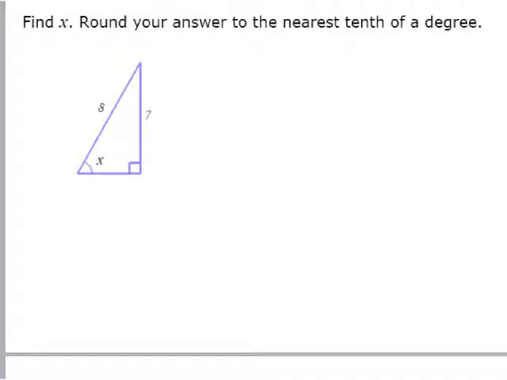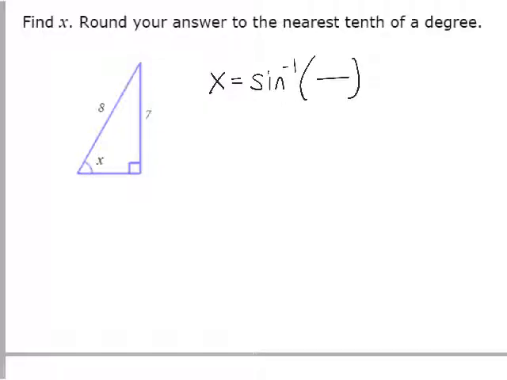So if we want to find the angle for this right triangle, we have to look at these two sides. This is your opposite and this is your hypotenuse. Sine, cosine, tangent, which one has opposite and hypotenuse? You realize that would be sine. So to find x, the angle, we're going to take the arc sine or the inverse sine of the fraction for sine.